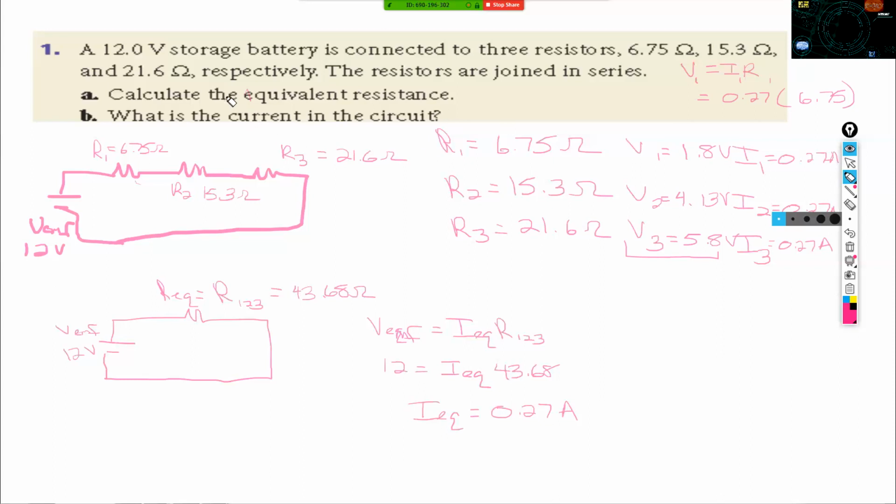Now I can look at these problems, what they're actually asking me. Calculate the equivalent resistance. Well, that would be 43.68. What is the current in the circuit? That would be 0.27 amps. But knowing how to break it backwards and find all the missing parts is how you're going to answer every one of these questions.